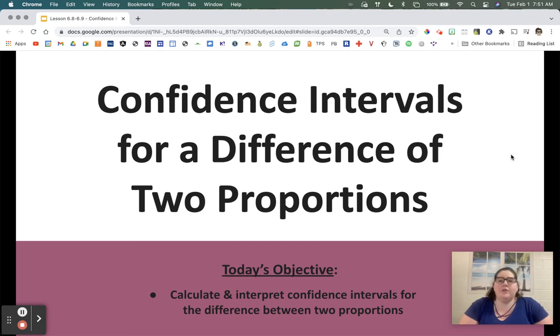Well, hello. So we're going to continue talking about confidence intervals, this time talking about confidence intervals that are estimating the difference between two proportions. So our objective today: calculate and interpret confidence intervals for the difference between two proportions.